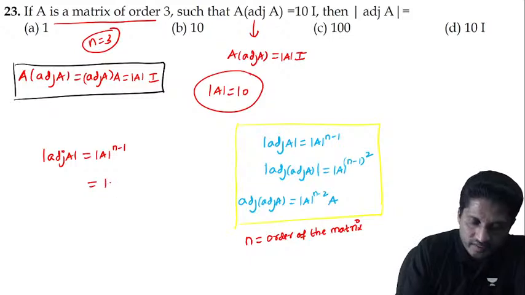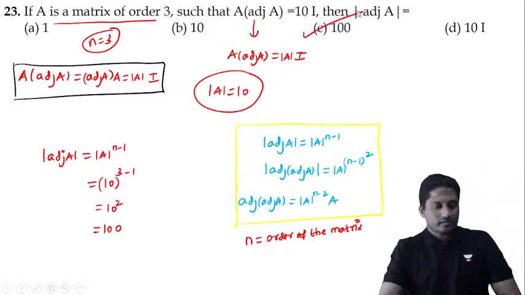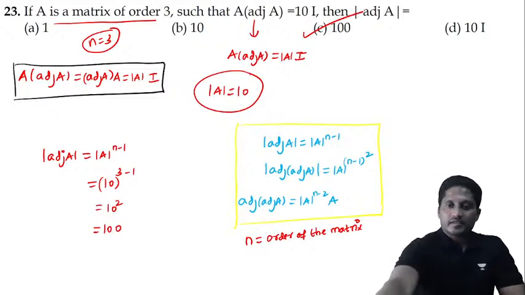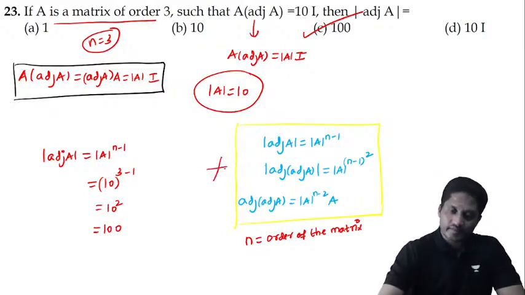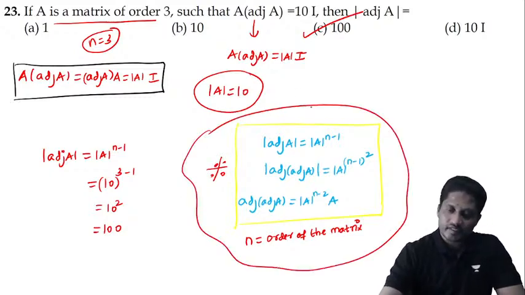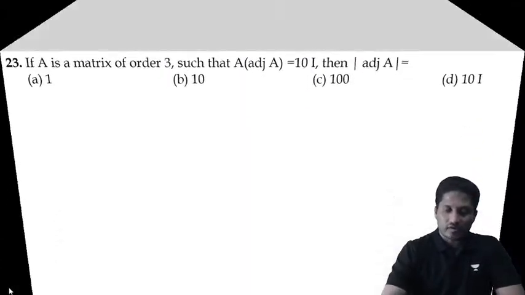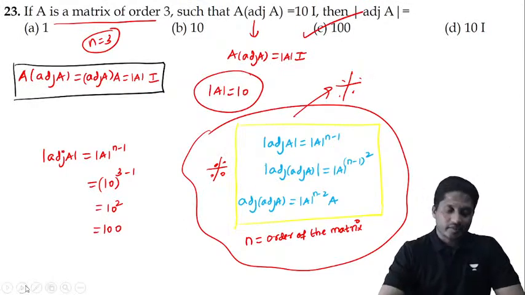Now determinant A is 10. So 10 to the power of 3 minus 1 is 10 square, which is equal to 100. Answer is option C. These results are very important. Just make a note of these, which are extremely useful in any competitive exam. In all three cases, n stands for the order of the matrix only. Let's move to the next question.